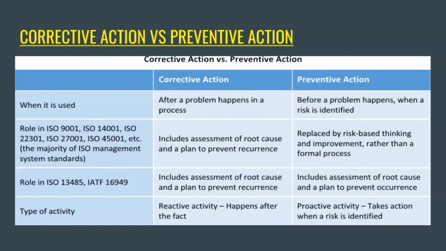Role in ISO 13485 and IATF 16949: in the case of corrective actions, it includes assessment of root cause and a plan to prevent recurrence. In the case of preventive actions, it includes assessment of root cause and a plan to prevent occurrence. Type of activity: in the case of corrective actions, it is a reactive activity that happens after the fact. Preventive actions are a proactive activity that takes action when a risk is identified.